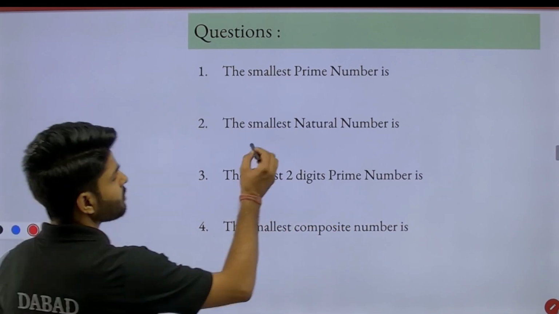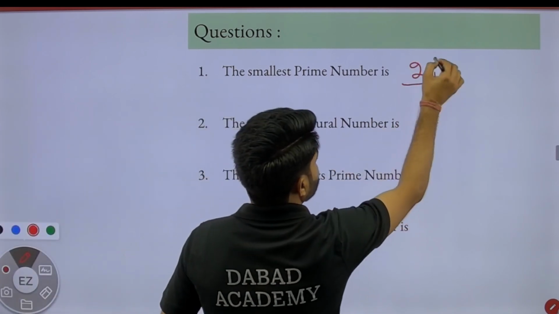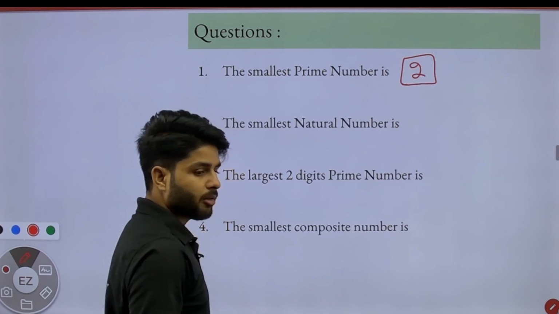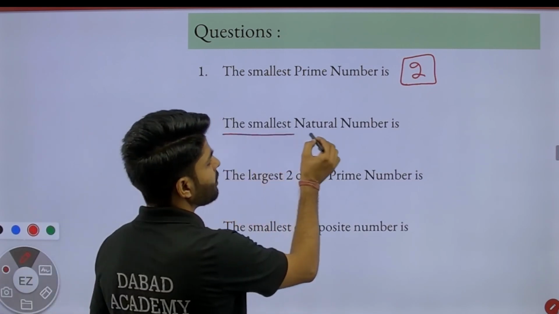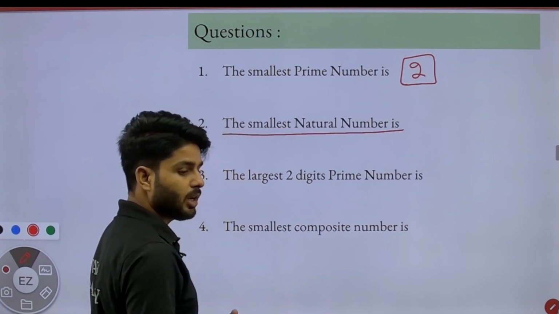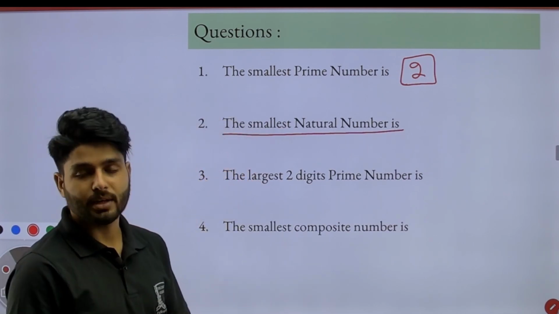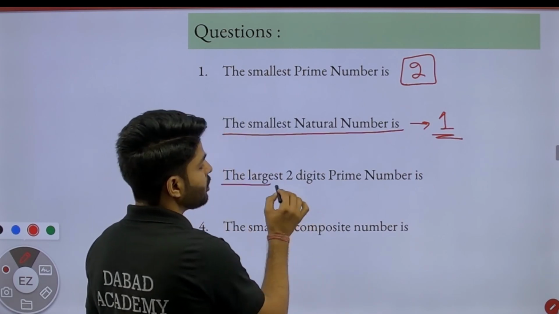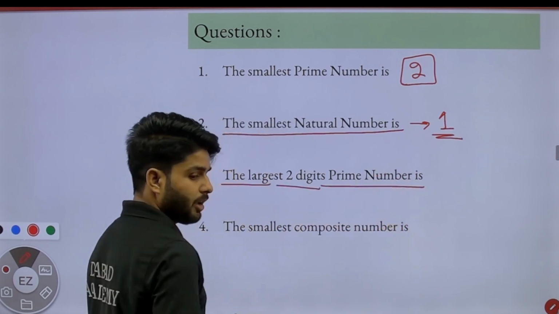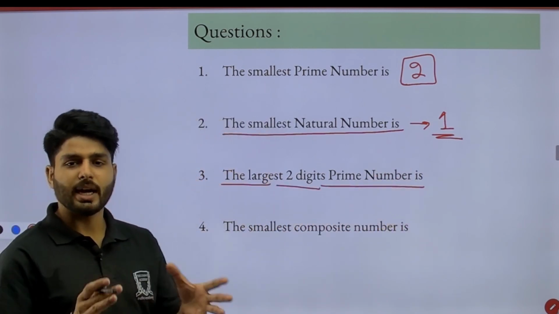First question: the smallest prime number is 2, and 2 is the only number which is even and also prime. Then the smallest natural number: we all know the natural numbers start from 1, so the smallest natural number is 1. Next, the largest two digit prime number.